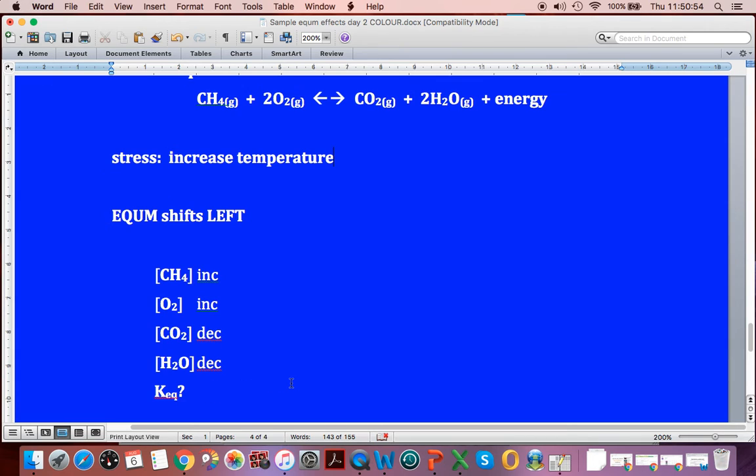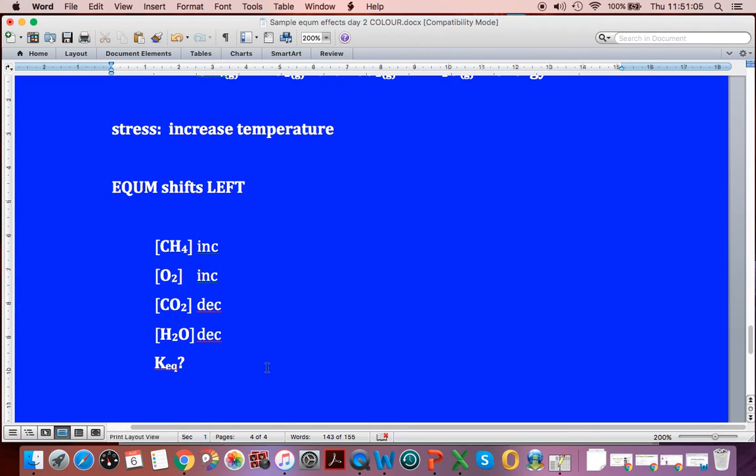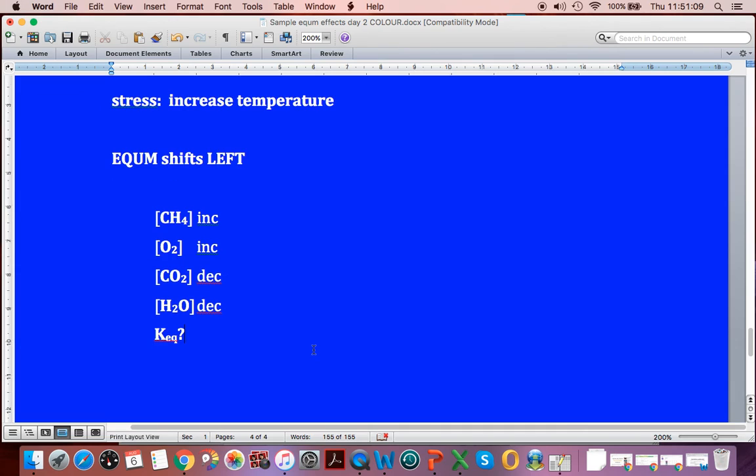So what happens to the Keq? Well, we now have fewer products, more reactants, so we end up with a smaller value of Keq. Temperature change will change the value of Keq. So there you have some examples. That's what you're going to see on your worksheets, and hopefully you can explain it and it makes sense. If not, watch this again or ask questions.